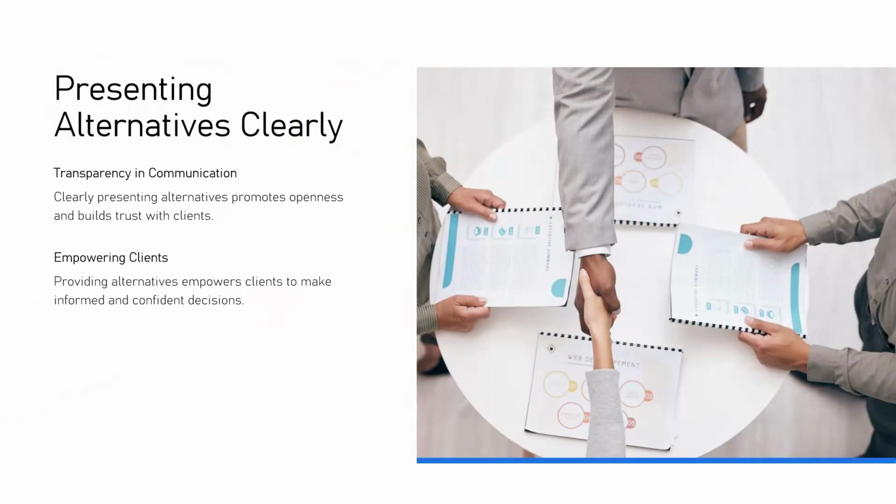It also helps you to present alternative options, and thereby builds transparency in communication. So clearly presenting alternatives does promote openness and it builds trust with your clients, that you can say, it's not just one option, you have this one or this one or this one. You know, may I advise you, you can do this or you can do this or the latter. And it also empowers your clients because you're providing multiple alternatives. You're giving them the choice to make an informed decision that they can be confident about.